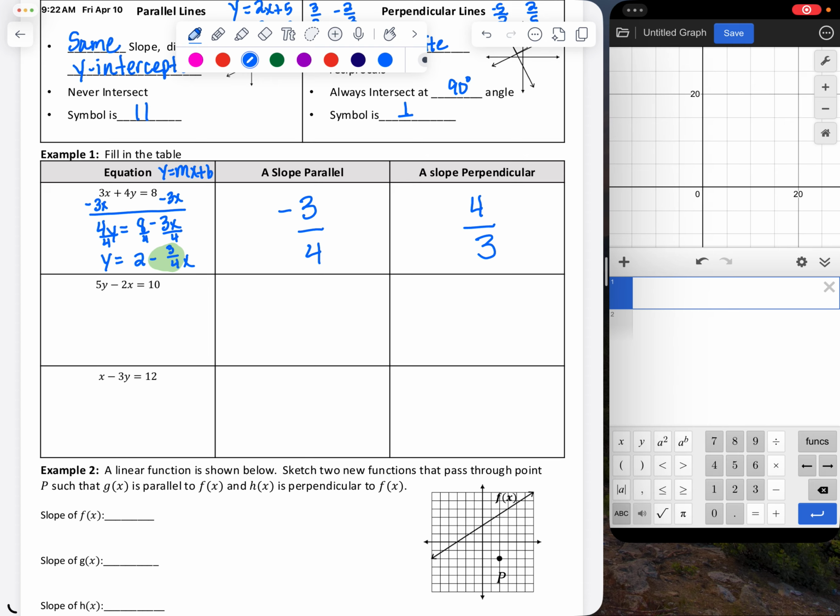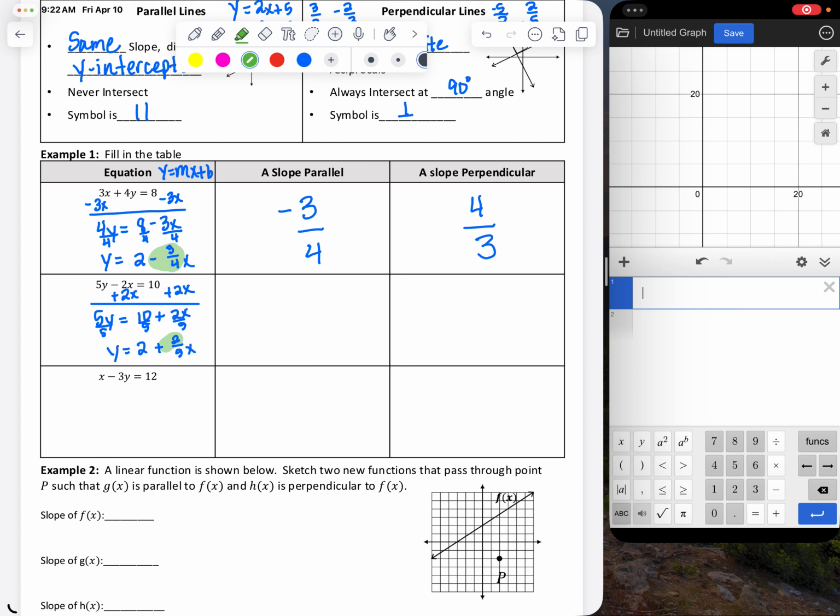5y minus 2x equals 10. So I'll start this time by removing the x. The opposite of negative 2x is positive 2x. I'll add that to both sides. So 5y is equal to 10 plus 2x. And then divide each term by 5, which would give me y equals 2 plus 2 over 5x.